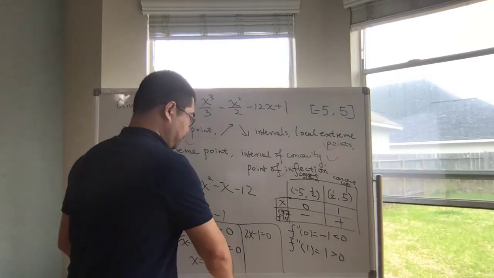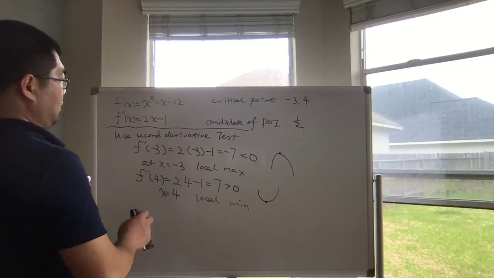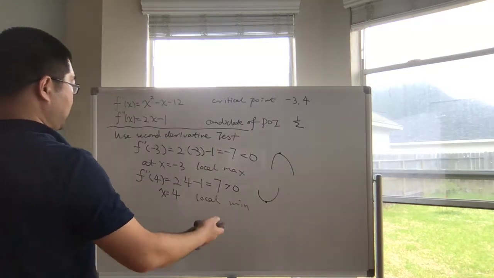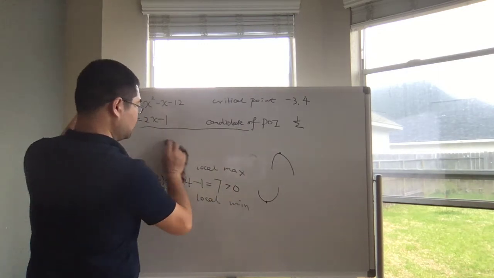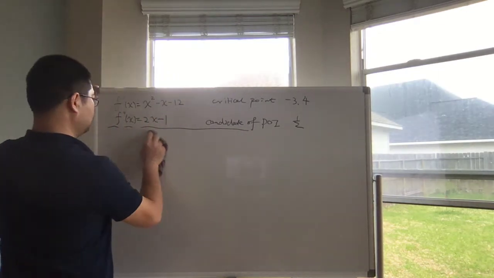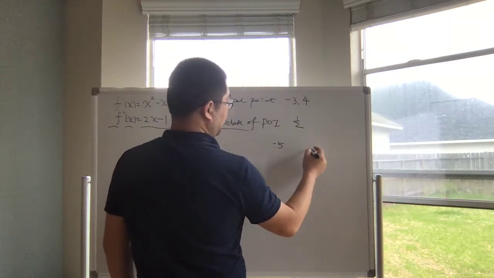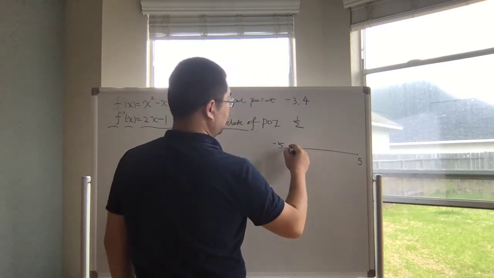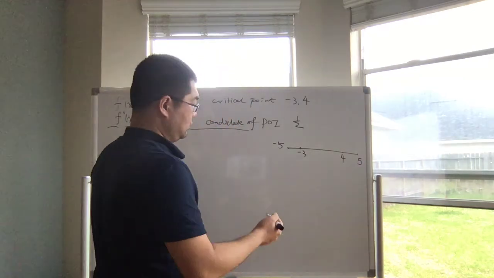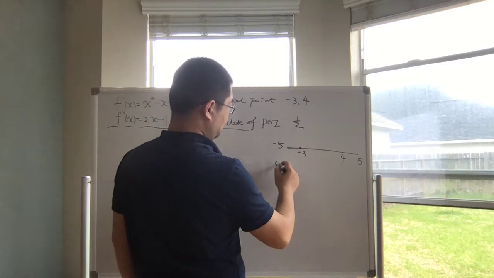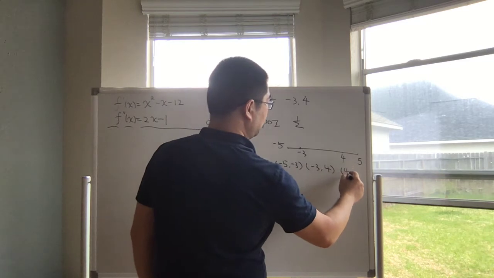So let's use the other side. Okay. So local max, local min, we got that part. So now let's erase this. Okay. So for the increasing and decreasing intervals, this is -5. This is 5, right? So we have -3. We have 4 here. So you can see that my intervals for increasing and decreasing are going to be 3 parts: from -5 to -3, from -3 to 4, and then from 4 to 5, okay?